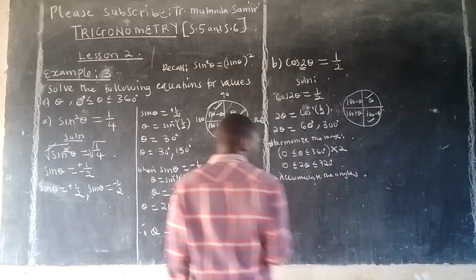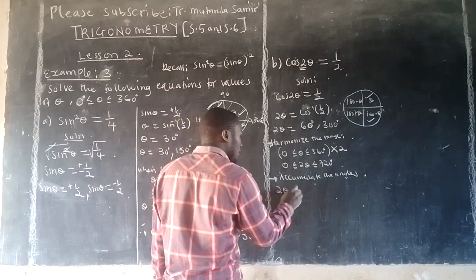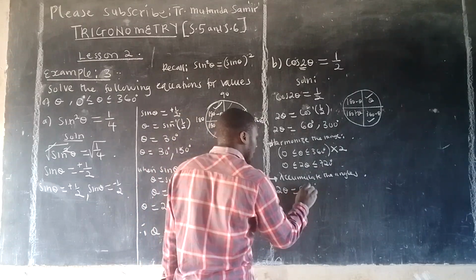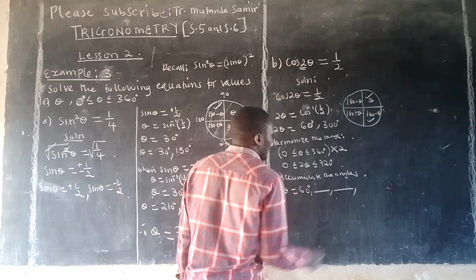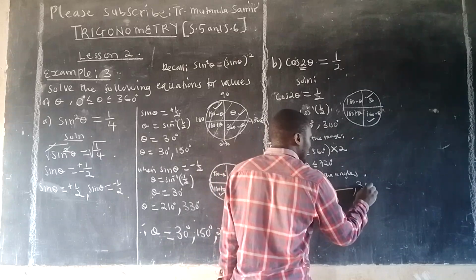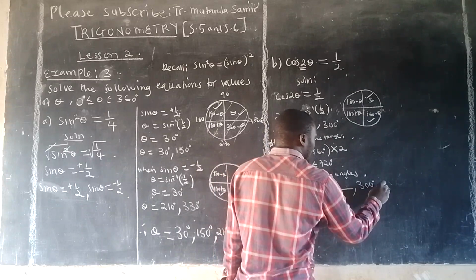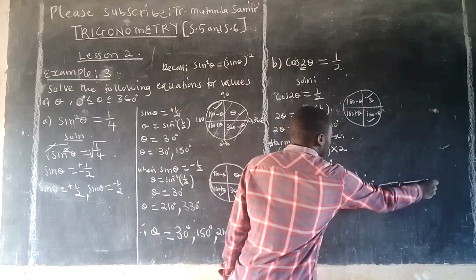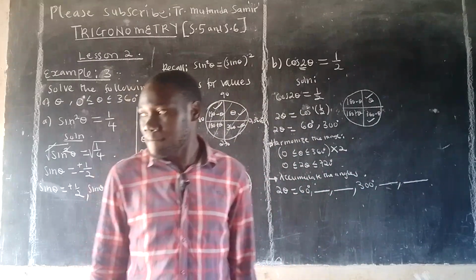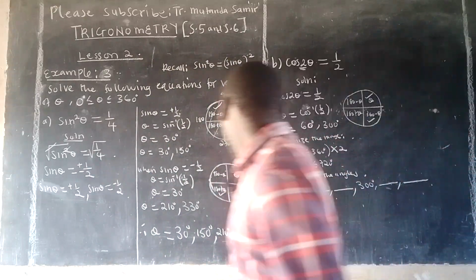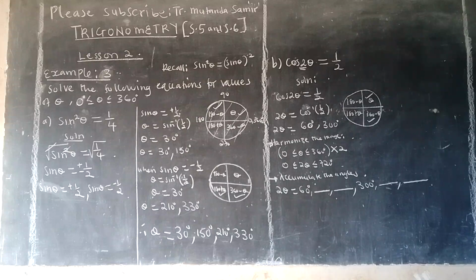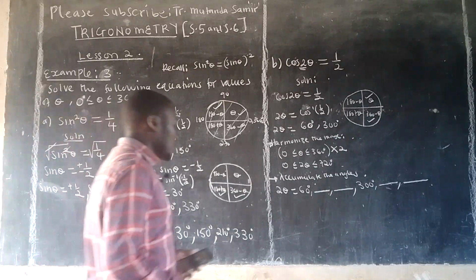Now, in this area of accumulating the angles, you have 2 theta is equal to 60. Now, I'm going to see how I accumulate this. My answer will be there, comma, 300. Now, what you do, you get your calculators. Then we see how we can accumulate.